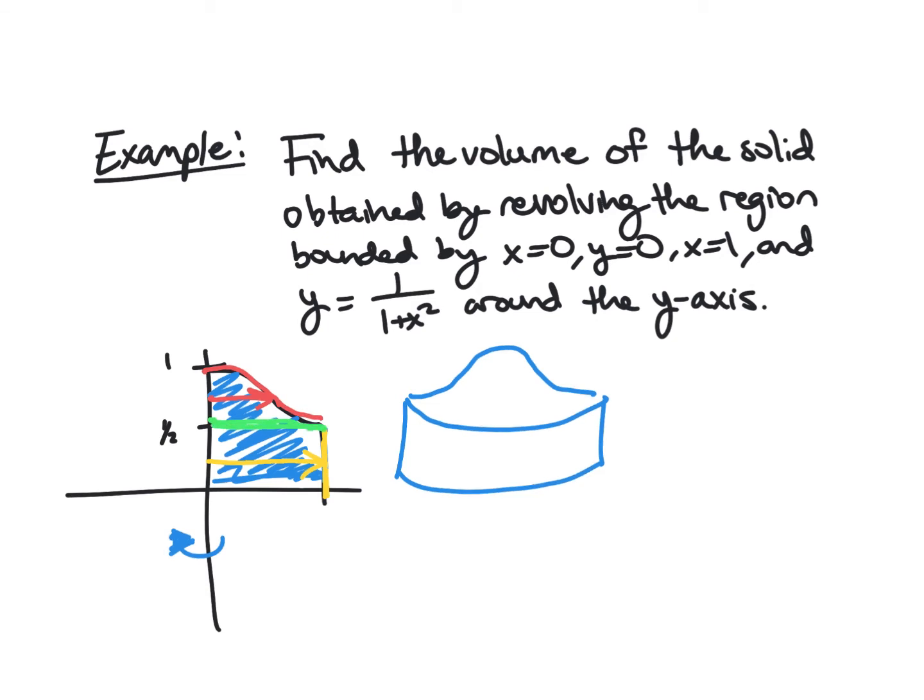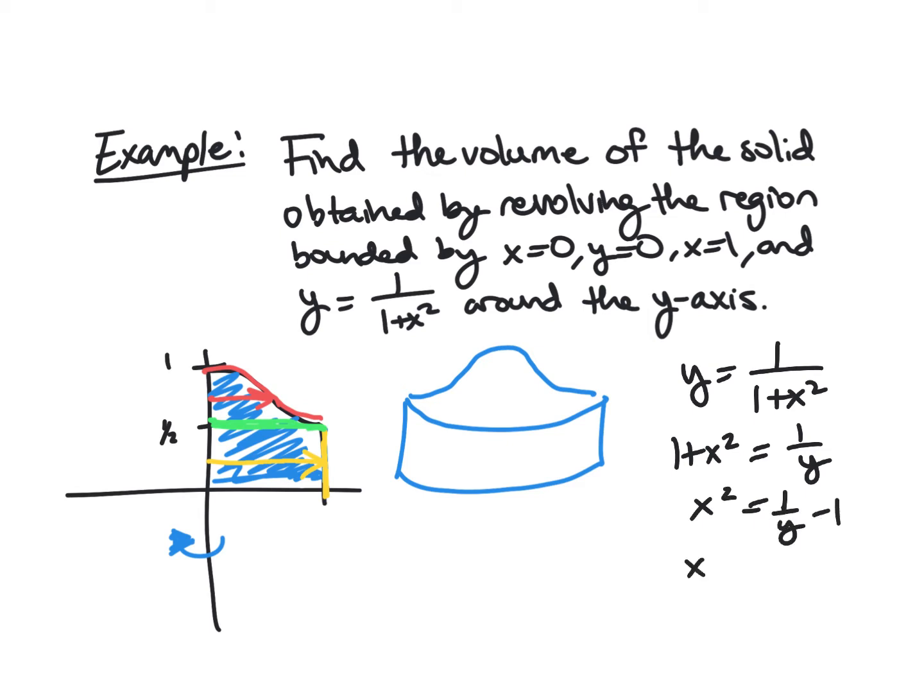The reason for this is that we would want a dy integral, so we would be solving for x in terms of y. When we look at y equals 1 over 1 plus x squared, this isn't super easy to solve for x. You can cross multiply and get 1 plus x squared is 1 over y when you divide over. So x squared is 1 over y minus 1, and then x is plus or minus the square root of 1 over y minus 1.